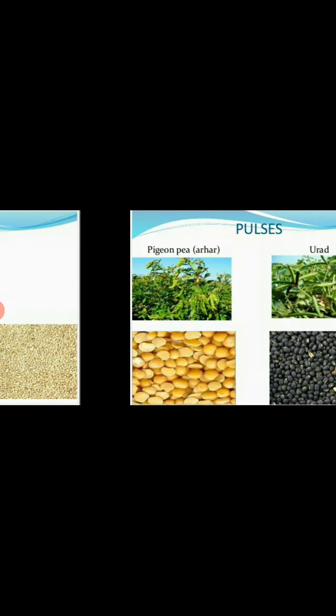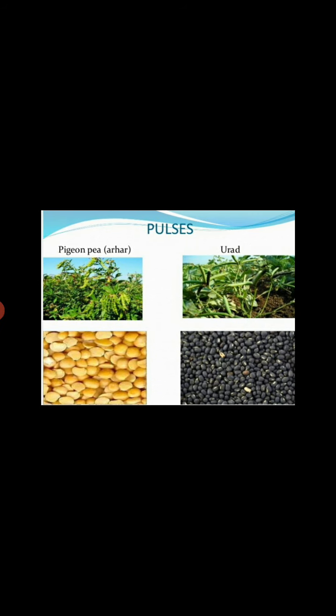Then jowar you can see. In earlier times, when food items were fewer or their quantity was less, persons used to eat jowar as their food also, including human beings. Then pulses: you can see pigeon pea, arhar. Okay, urad you can see.